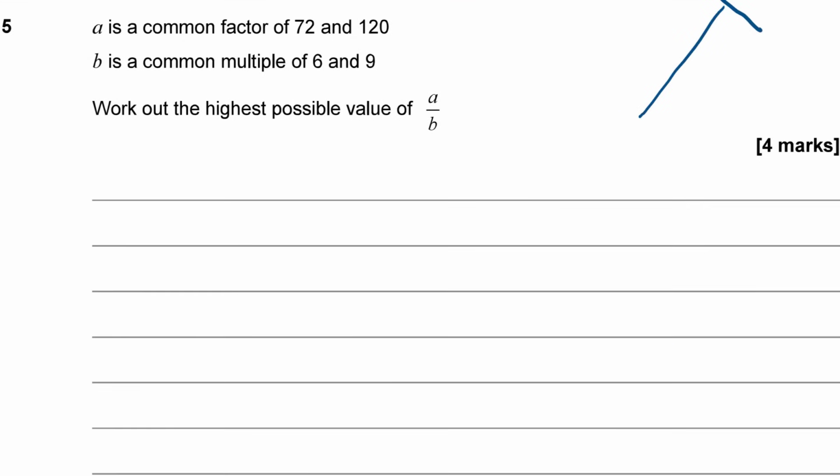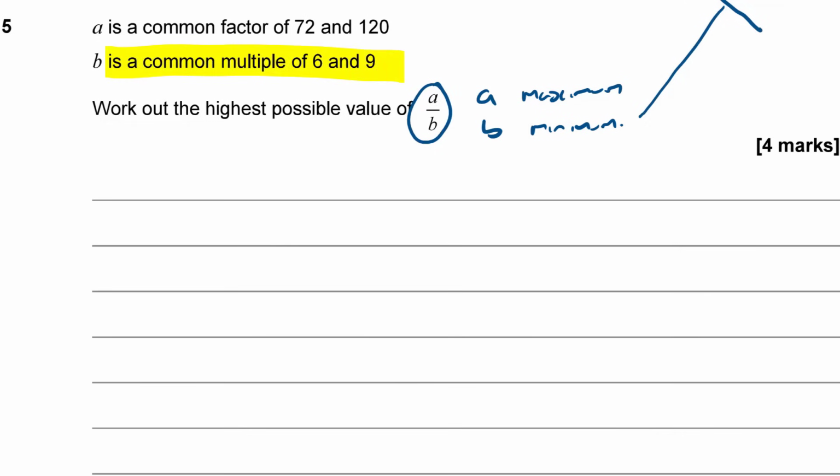A is a common factor of 72 and 120, and B is a common factor of 6 and 9. Work out the highest possible value of A over B. Okay, so this fraction is going to be its biggest when A is at its maximum value and B is at its minimum value, isn't it? Okay, you'll get a bigger number if you divide by a smaller denominator. So let's take B to start with then. I think that one's going to be easier.